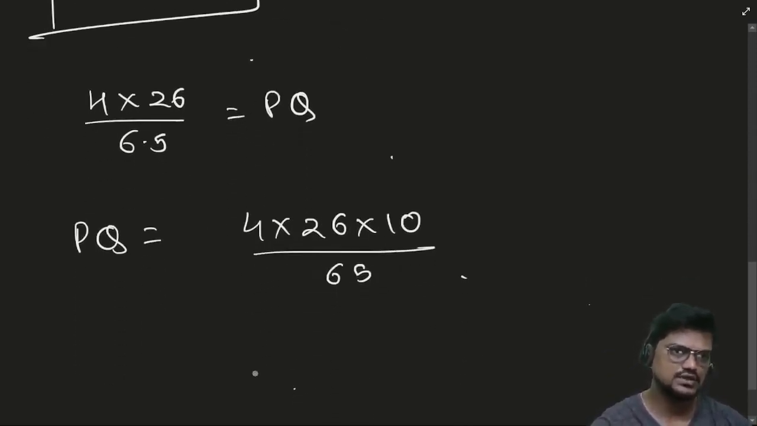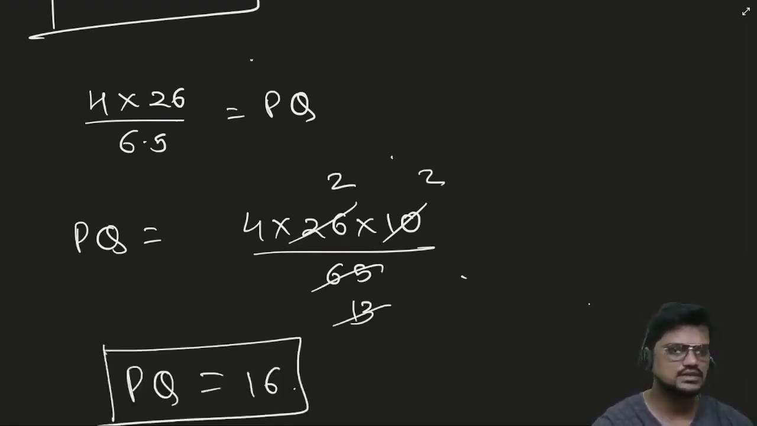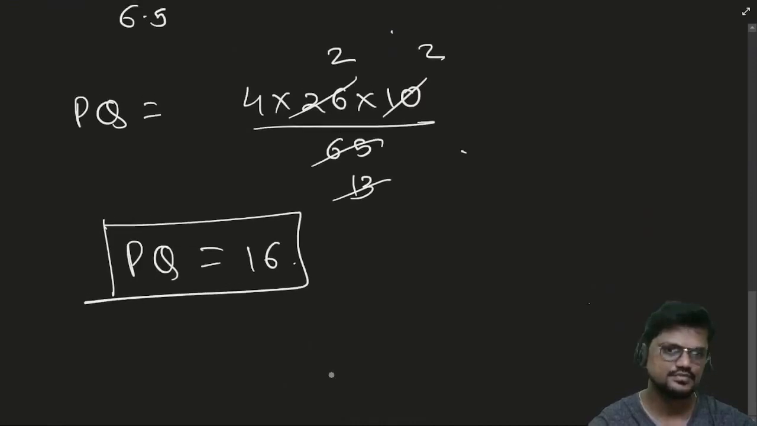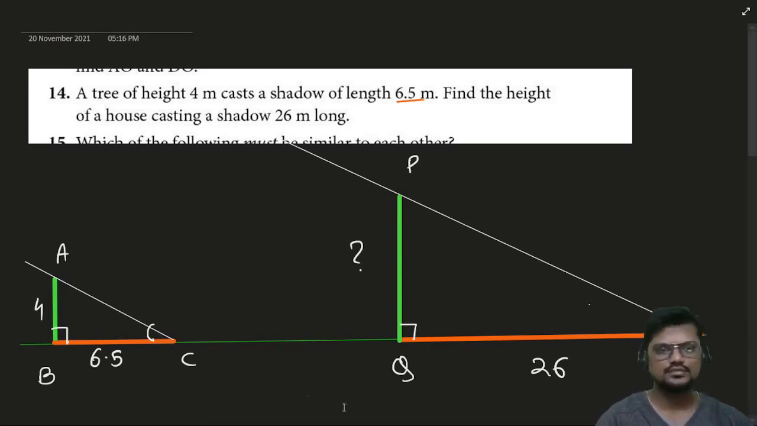After this, what can I do? We'll cancel in the table of 5. 5 twos are 10, 5 13s are 65, 13 twos are 26, 4 twos are 8, 8 twos are 16. The value of PQ is 16. Therefore the height of the house will be 16 meters. Got it? Is that clear?